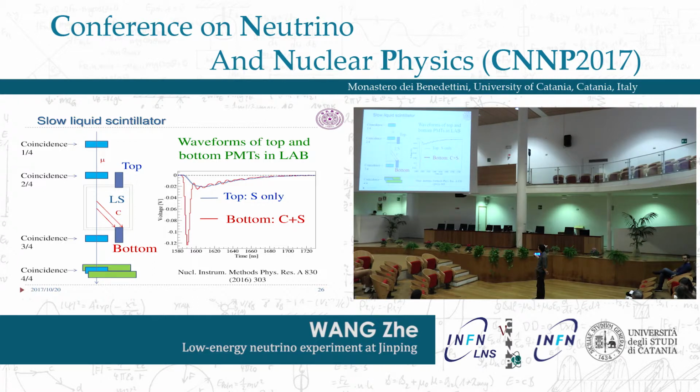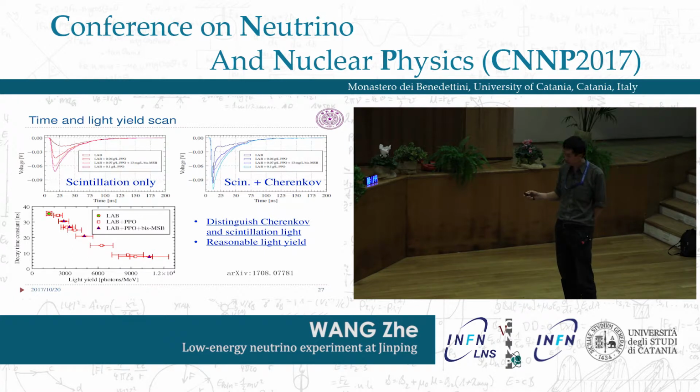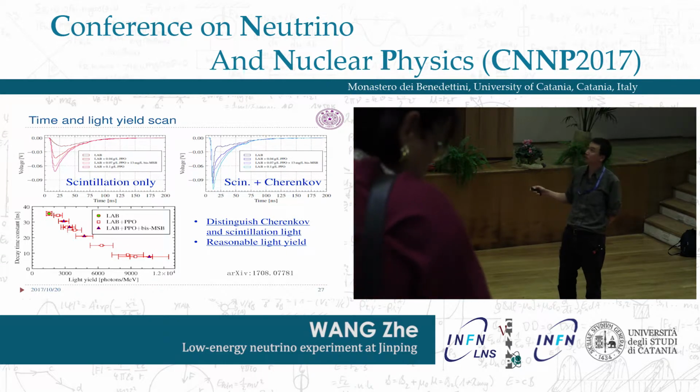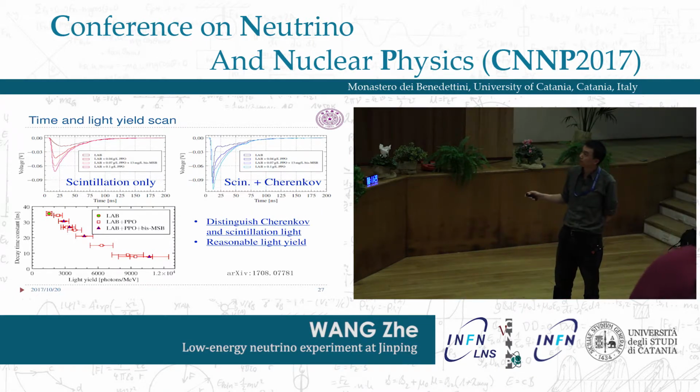For the top PMT, we can see only scintillation light, this blue curve. At the bottom, it's Cherenkov plus scintillation. This sample is the result from pure LAB, which is one of the famous solvents for liquid scintillator. However, the light yield for LAB itself is very low, not enough for solar neutrinos. So we did more studies of the light time constant and light yield scan by adding PPO and BCNV.